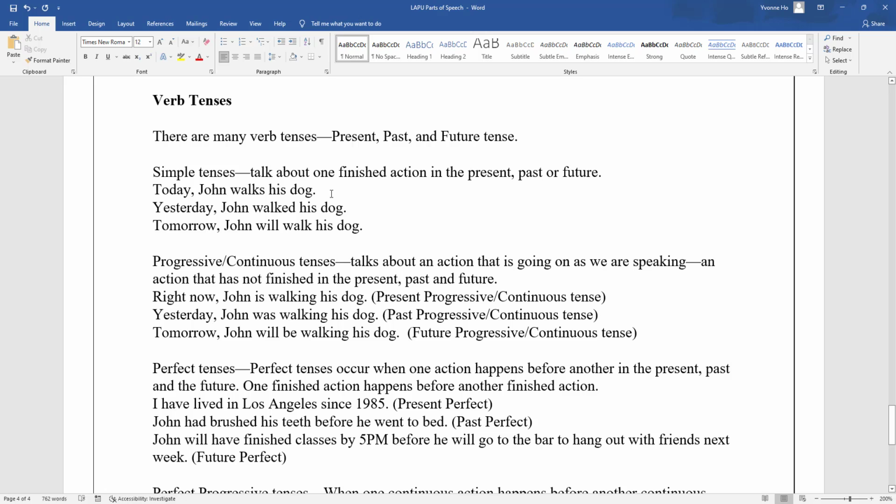And so this is known as the present tense that everybody knows about. It's known as simple present. This is all review. Okay, so simple past and simple future.